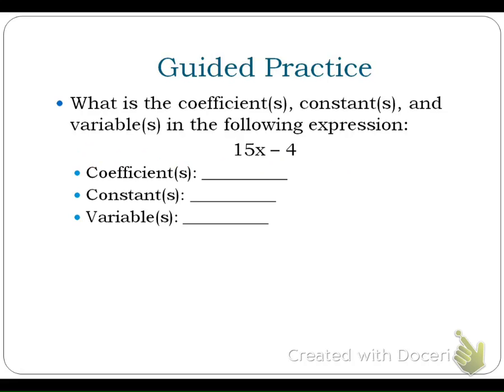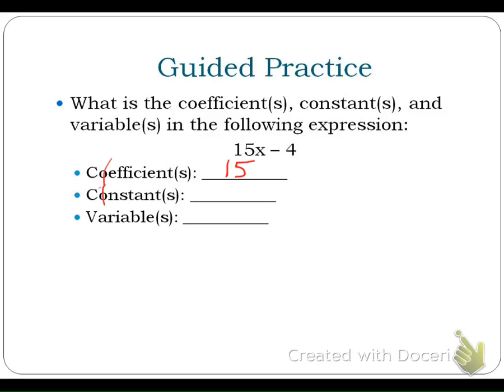Alright, this question wants you to identify the constant, coefficients, or variables that are in the expression. So there's that word coefficient, and there's the word constant. Constant, there's no instant, so that's the number that's not with a variable, and coefficient is the number that's with the variable. So our coefficient is 15.